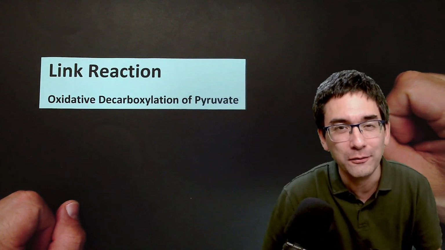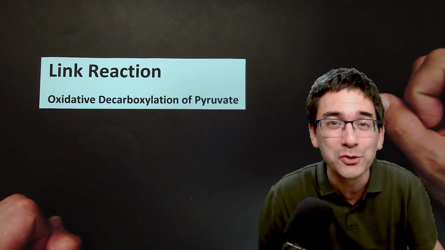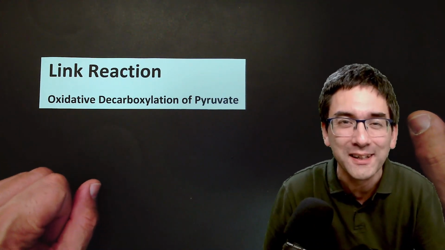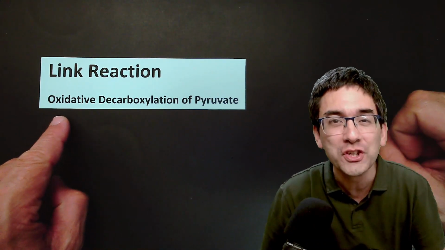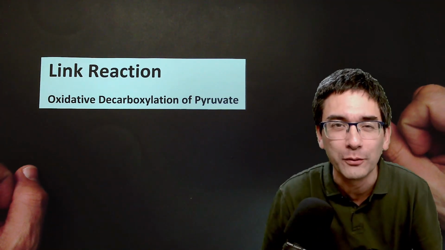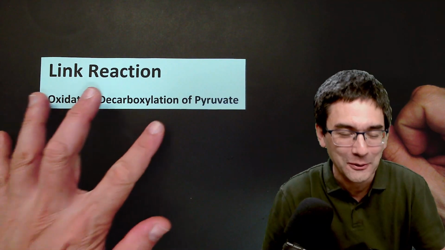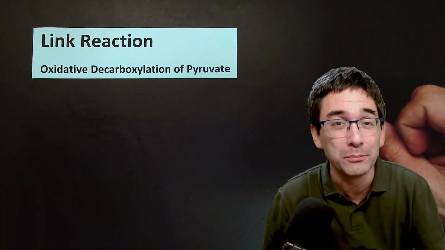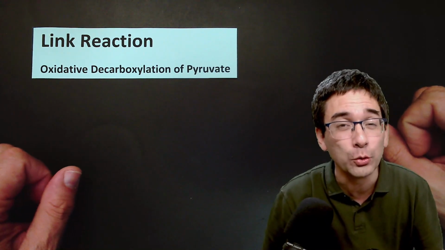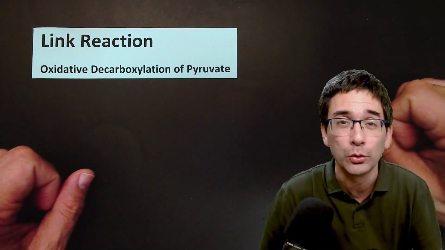If the word link reaction sounds too simple for you, and if you're looking for a slightly more scientific way of expressing it, well, here it is. Oxidative decarboxylation of pyruvate. Almost a little tongue twister. This is a fairly short step, and it happens in the mitochondria, in the matrix of the mitochondrion.